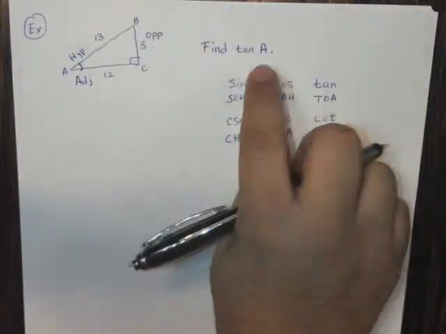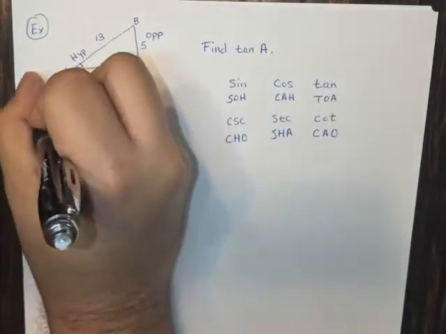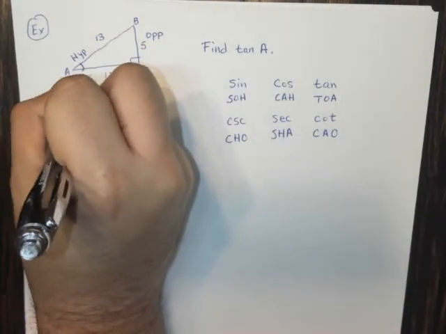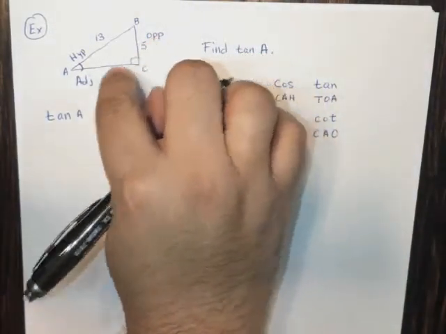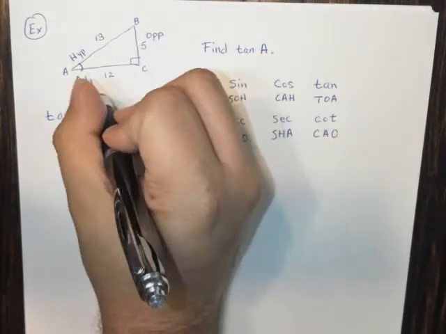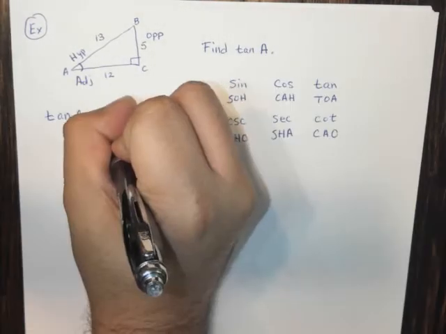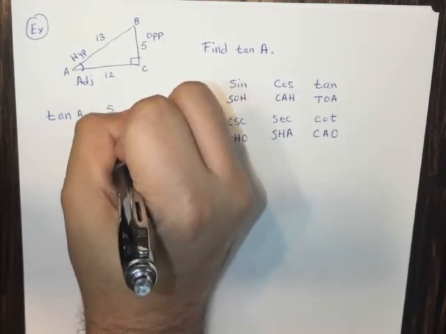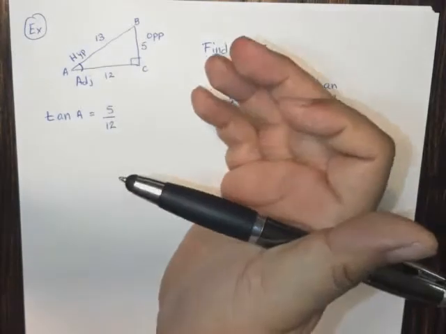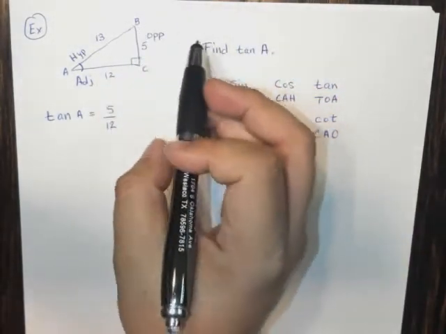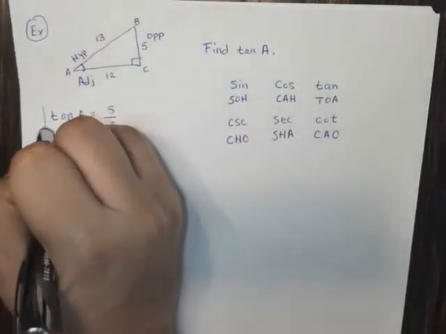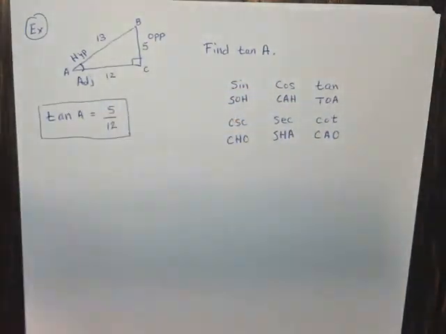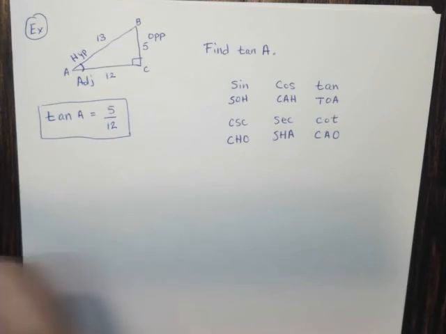Okay, so now we go back to tangent. The tangent of A is the opposite over the adjacent. So simply put, it is 5 divided by 12. So that's all that we do. The tangent, the TOA, in this case, is simply 5 over 12. So really simple. You just got to know this mnemonic and then you can figure out any of these.